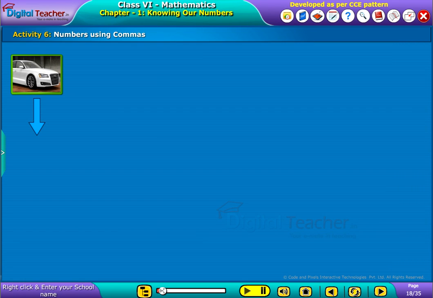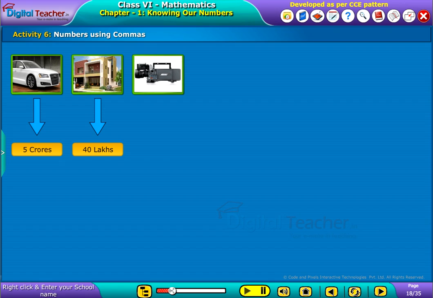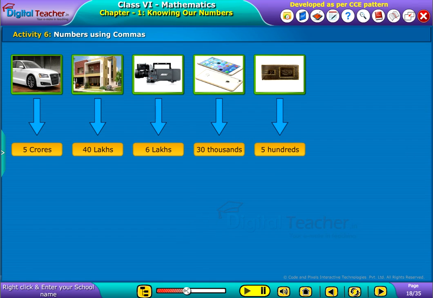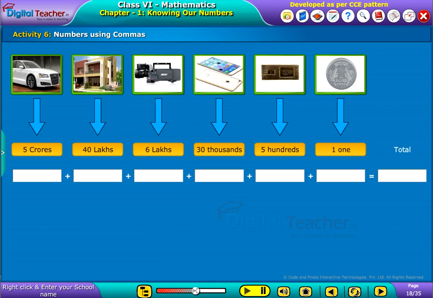Let us perform an activity to convert the number names to figures and place commas in proper positions. The cost of each item is displayed on the screen. Convert the number names into numericals and place commas in proper places. Then sum up all the numbers. What number will you obtain? The first one is done for you.